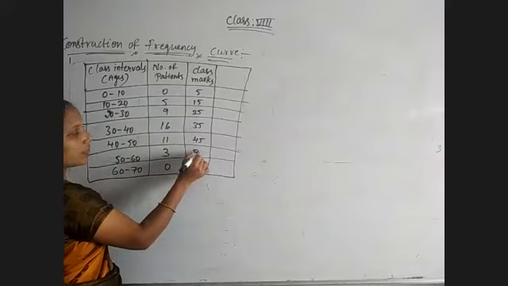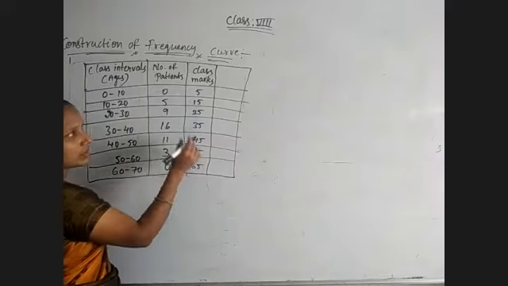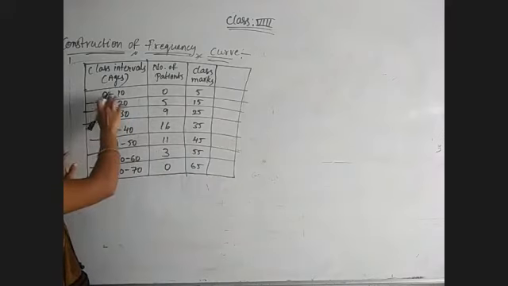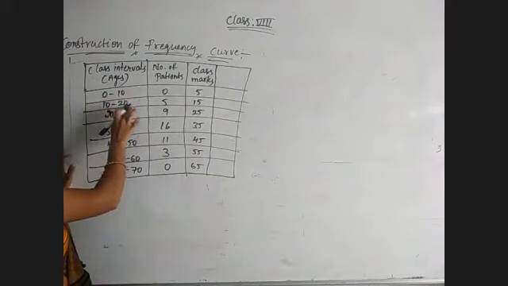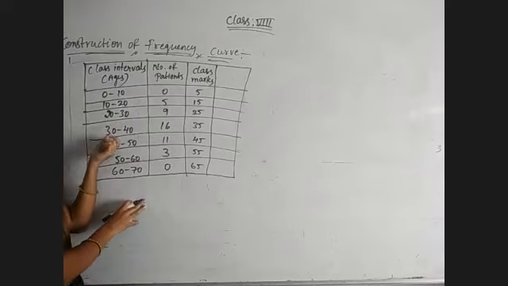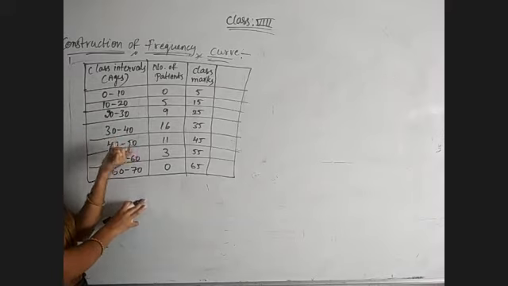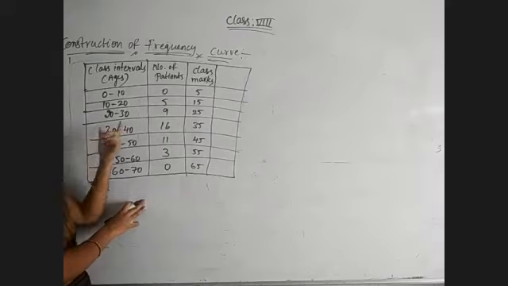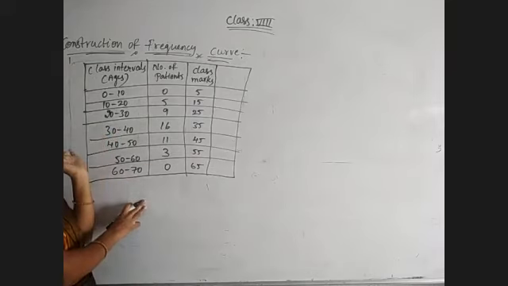So here we will get 55 and 65. Just add these two limits and divide by 2: 0 plus 10 by 2, 10 plus 20 by 2, 20 plus 30 by 2, like that. Okay, we will find mid values by adding the upper limit and lower limit of that class and dividing by 2. By finding the average of the upper limit and lower limit, we will get the mid value for a particular class. Next.